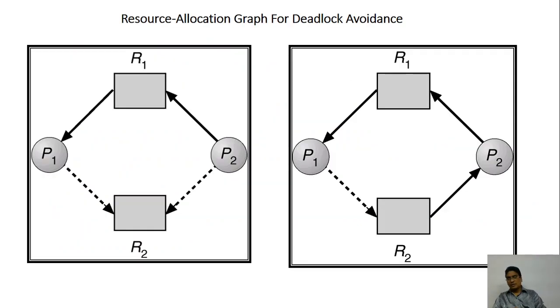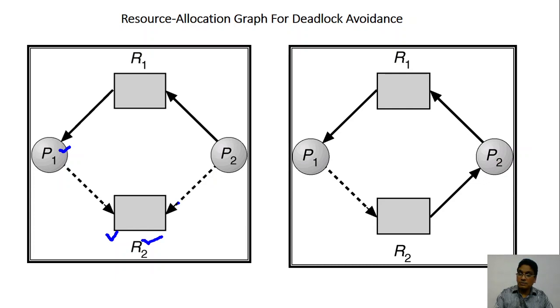Let's look at this particular diagram. How does the resource allocation graph really work? What I have here is very important: R1 is already allotted to P1 and P2 is making a request for R1. In future, P1 may make a request, it has not yet made the request. In future, it may make a request to R2. In future, P2 may make a request to R2.